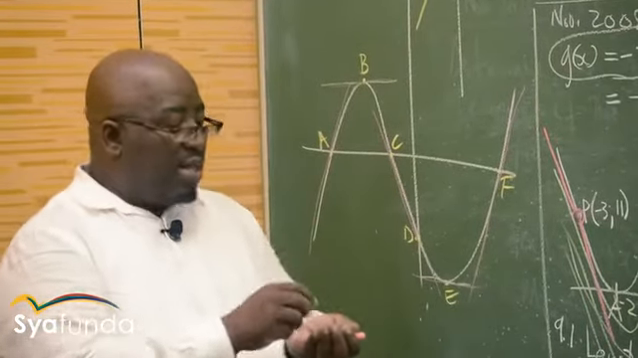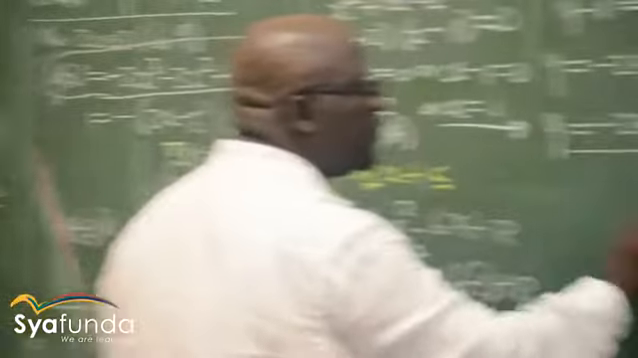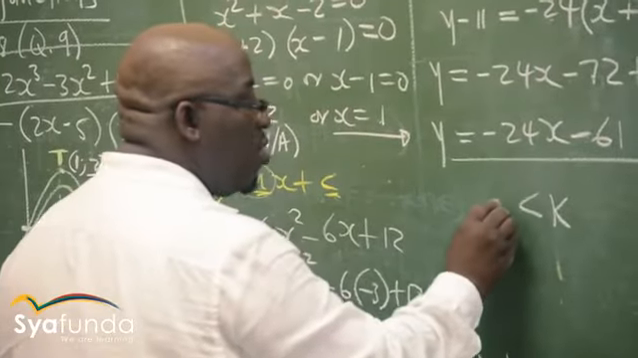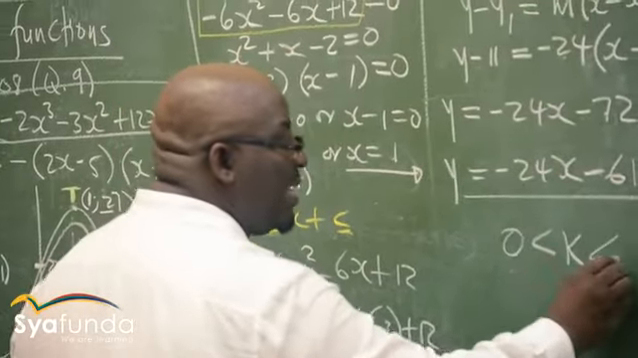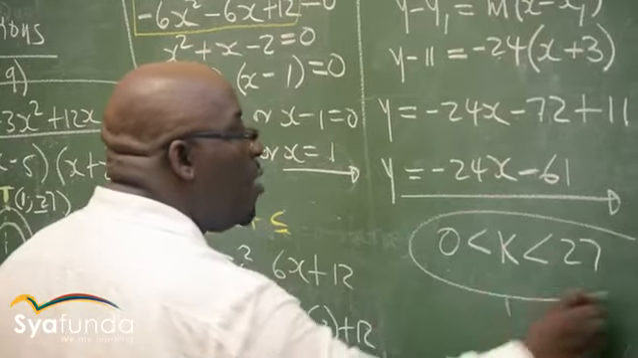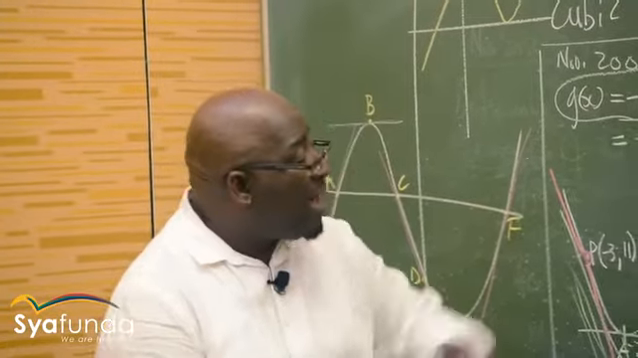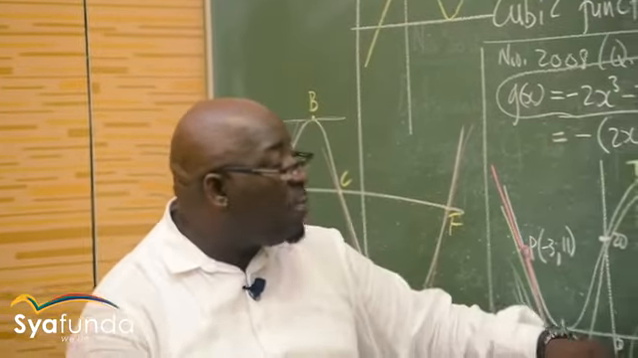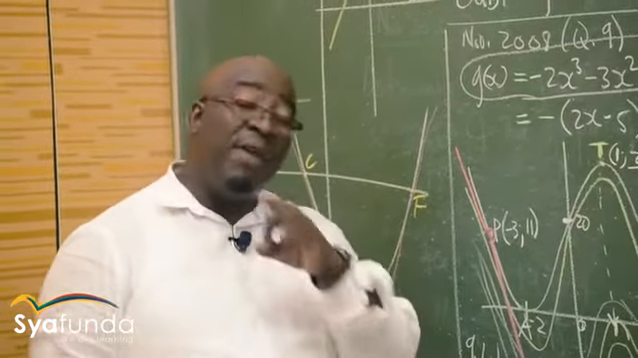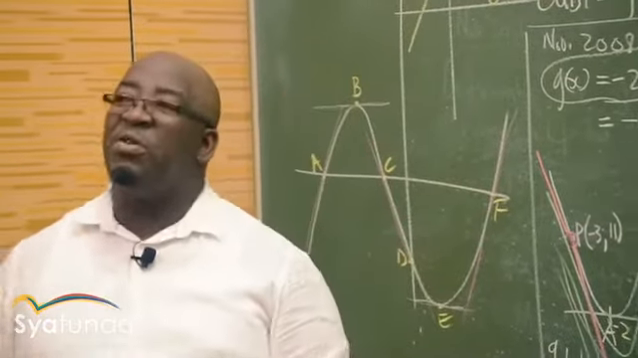In other words, how do I write the solution? I'm saying my solution must be greater than 0, but less than 27. This becomes how my k will be for this graph to have 3 distinct roots. My lowering must be above 0 but less than 27 for me to have 3 distinct roots in this particular graph. Thank you.